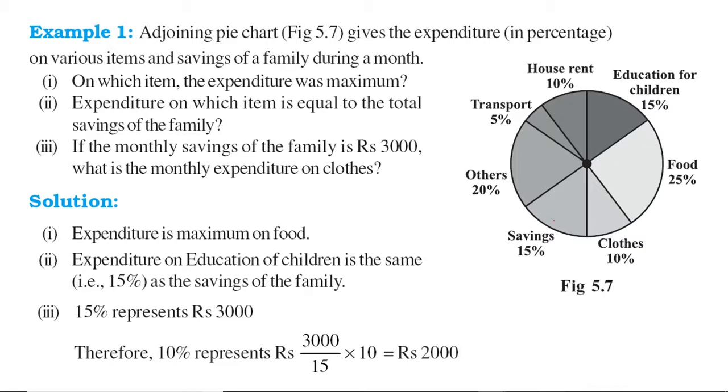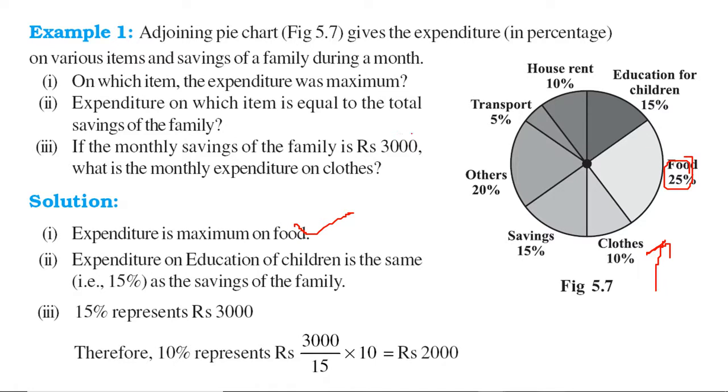This is a pie chart. This gives the expenditure in percentage on certain items and also the saving of a family during a month. So this graph shows this data, and the question being asked is on which item the expenditure was maximum. See, you can just take a view of the percentages. Which is the maximum? 25% on food. So expenditure is maximum on food.